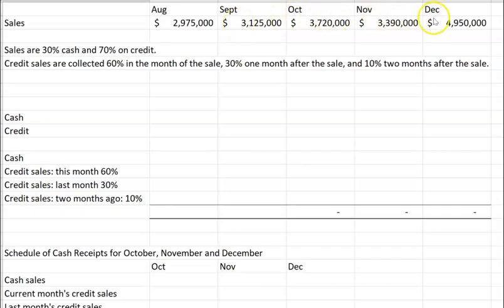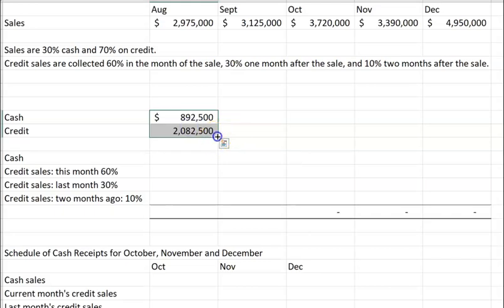So even though these are the 3 months that we're doing, I've added columns for these because we're going to look at the timing of the collections of those sales. Because we're told the sales are 30% cash and 70% credit. So we can calculate August: 2,975,000 times 30%. So 892,500 are the cash sales for the month of August. And then the 2,975,000 times 70% would give us the credit sales.